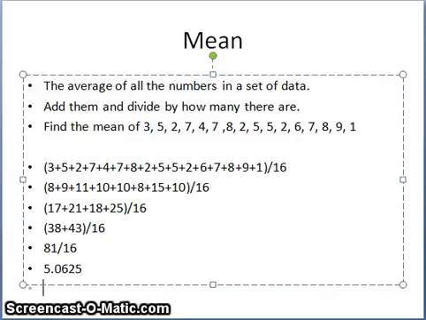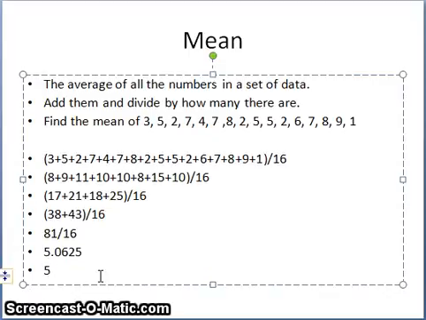And if I wanted to round to, say, the hundredths place, then I would say 5.06 to the nearest hundredth. 5.1 would be to the nearest tenth. They might also just want to the nearest unit. You could just do 5. So you just have to pay attention to how they say to round, if they say to round. So again, it's just adding them all up and dividing by how many you have.